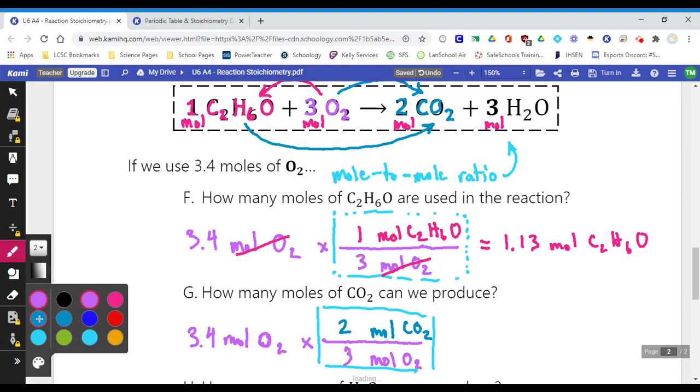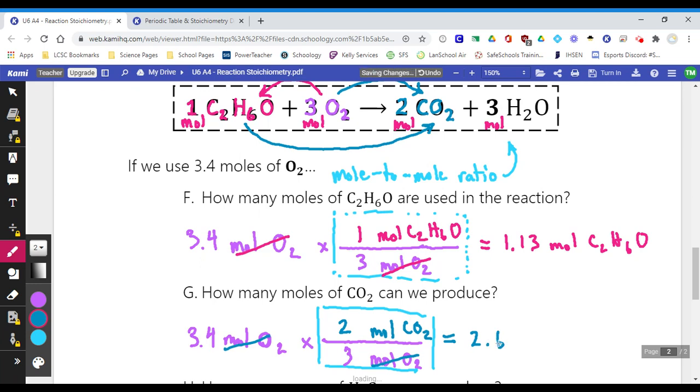Okay, so to get my answer, my moles of O2 should cancel out. I should be left with moles of CO2. I plug this in, 3.4 times 2 divided by 3, and I get 2.26666 and a whole bunch of sixes. So 2.267 moles of CO2 that we can make from this reaction.